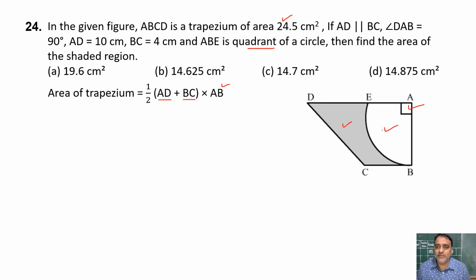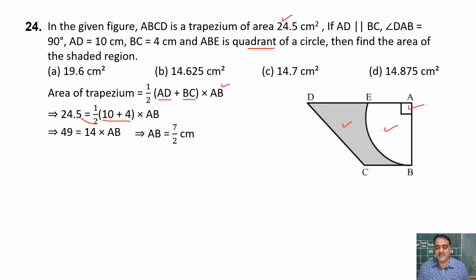Okay, so 24.5 is equal to half into 10 plus 4 into AB, and 24.5 into 2 becomes 49, and this will become 14. So AB is equal to 49 by 14, that is 7 by 2. This is clear? Yes, sir. Okay. Now the area of the shaded region. Already I told you that it is area of trapezium minus area of quadrant.